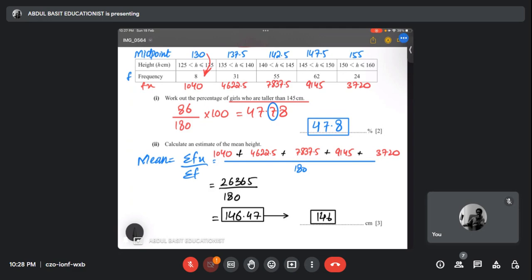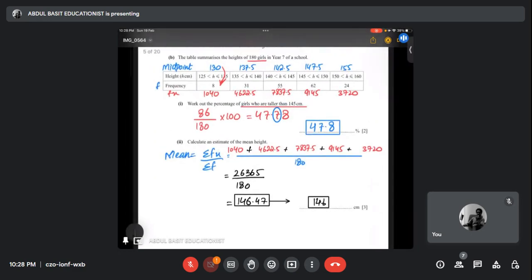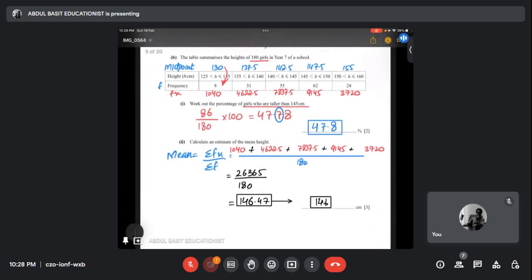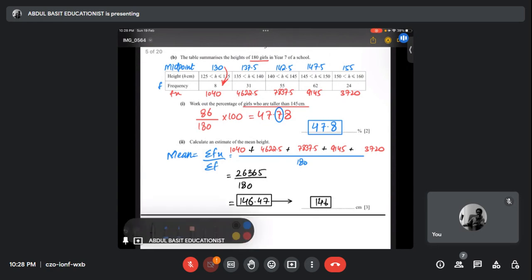Is this clear? Okay. For example, in this question they are not asking for the median, but still I'm going to show you how to find the median of these questions. We can see that the data is even. As the data is even, it means that we have 180 girls, an even number. So n divided by 2, 180 divided by 2, is the 90th value.